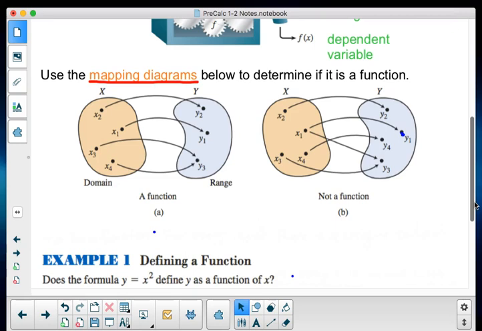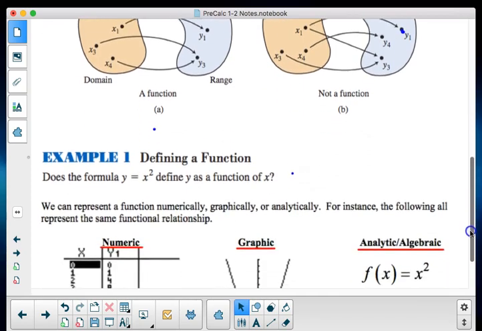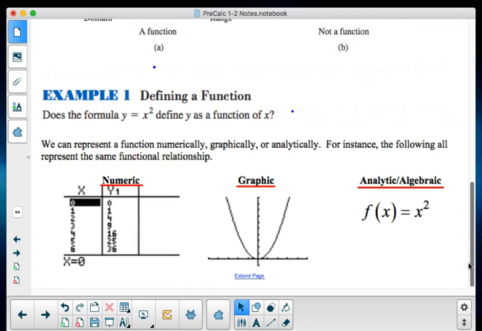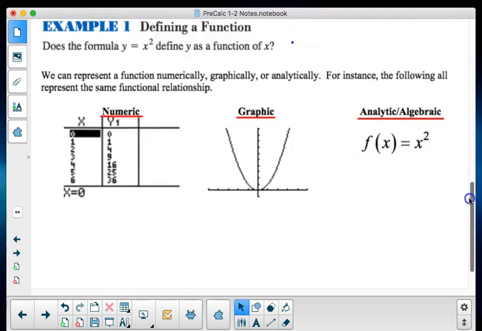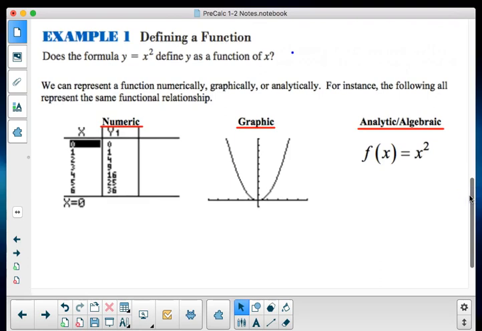And you guys kind of have that extra look behind the curtain, because you know what the vertical line test is. It's not like I'm going to surprise you and talk about this new improved, fandangled thing. We're going to talk about that in a few minutes. But right here in example 1, defining a function. Does the formula y equal x squared define y as a function of x? Well, we can represent a function numerically, graphically, analytically. For instance, the following all represents the same function relationship. Okay, and it's the one that's above.